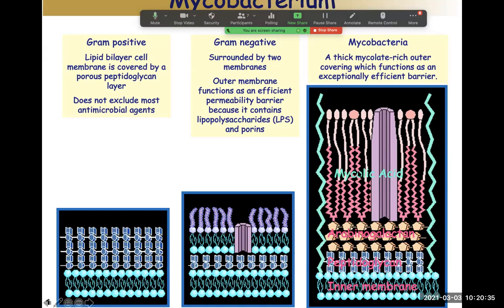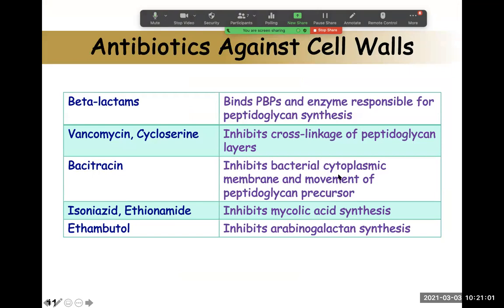Another main thing is, this is your gram-positive, your gram-negative, and Mycobacterium. Mycobacterium tuberculosis, which causes TB, has a completely different cell wall. The inner membrane is pretty much the same. They also have a peptidoglycan, but they have arabinogalactan and mycolic acid that make it extremely thick. Hence, it's very hard to treat TB.